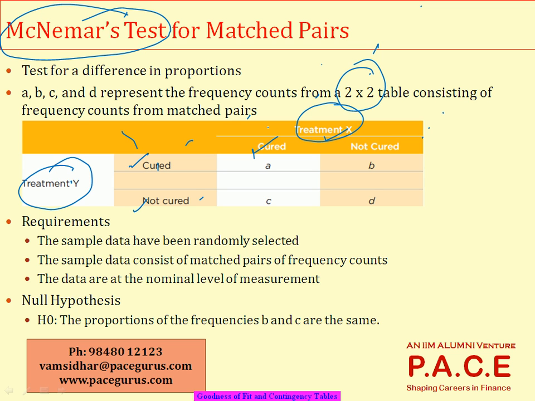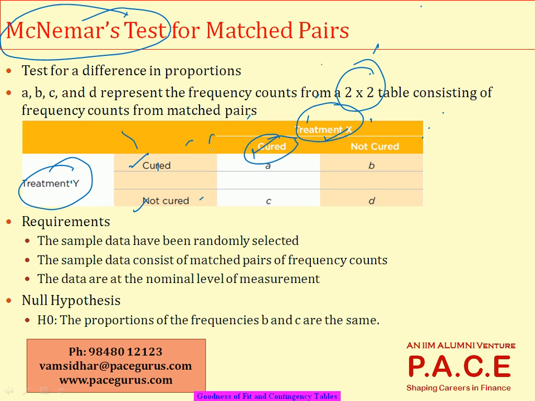It's as good as, okay, on a person, I have tried two treatments. So for each person, we have given two treatments, X and Y, and we are seeing which of the treatments have worked on each of the persons. So there could be some cases where X has worked whereas Y did not work, or X has not worked and Y has worked. So they are matched pairs. Remember the same thing has been applied on a person.